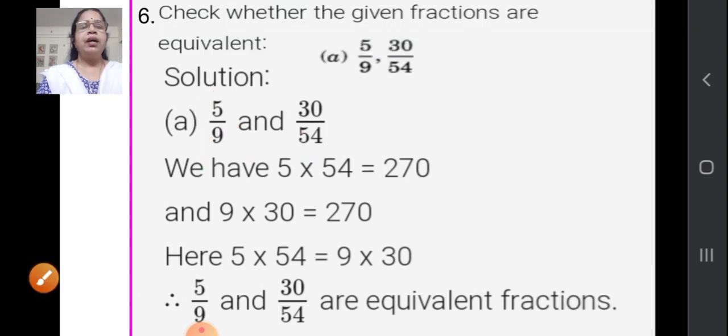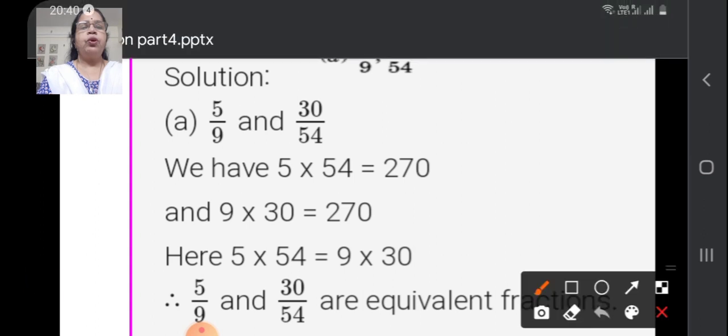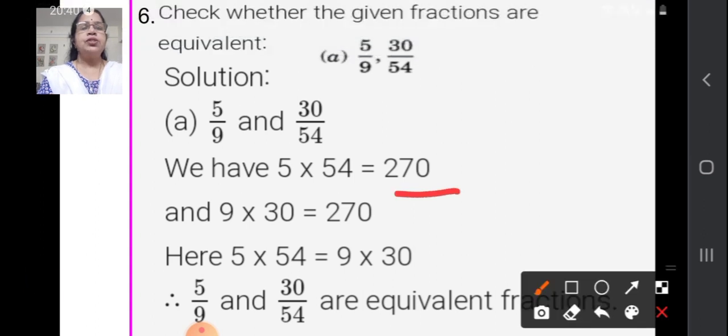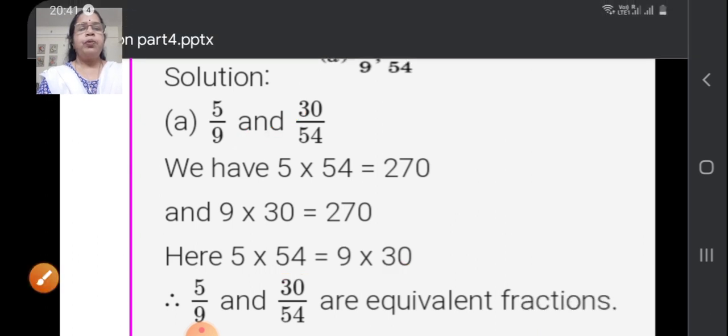If we multiply 5 and 54, we get 270. Similarly, when we multiply 9 and 30, we get 270. Since both the cross products are equal, that means these two fractions, 5 upon 9 and 30 upon 54, are equivalent. Let's move on to the next problem.